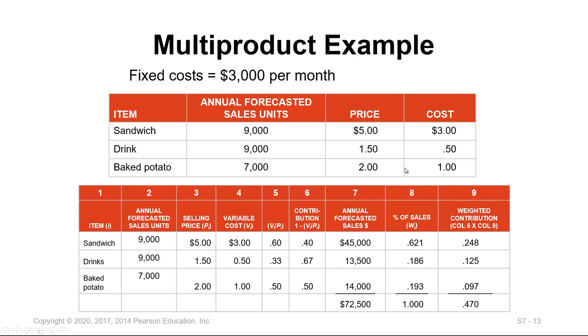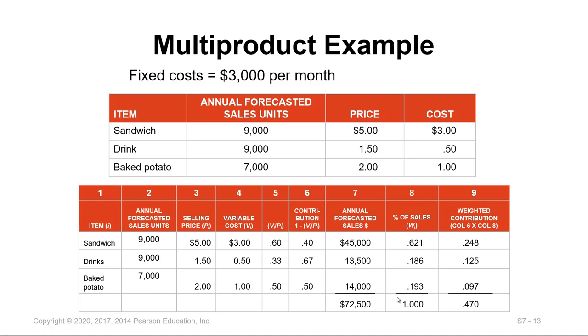The percentage of sale can be calculated by dividing the annual forecasted sale in dollars for each item by the total of the annual forecasted sales. So if we divide the 45,000 by the 72,500, we will get the 62.1% shown here, and so on for the other values.